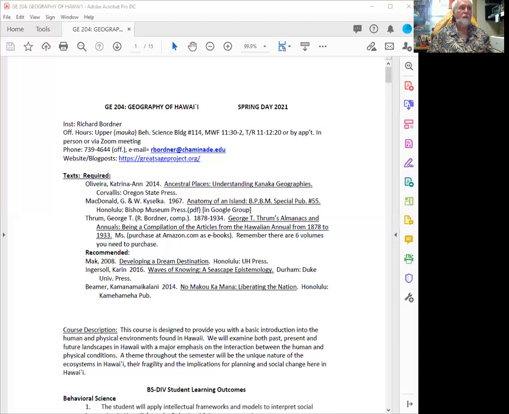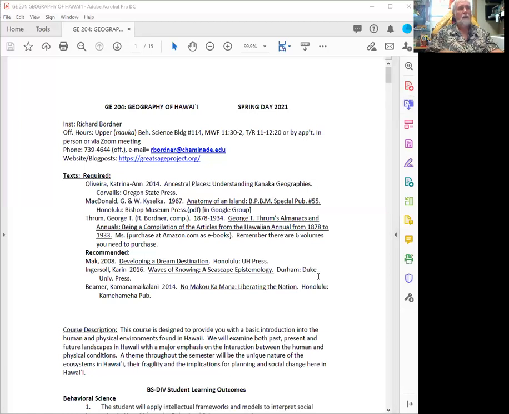Mock's book, Developing a Dream Destination, is the classic book that's used when you're talking about Hawaii tourism. And it's still the main source that people cite. Right now it's the source that people are citing when they're talking about what tourism is going to be in 2021, 22, and 23. It's Mock's work they're basically using as their basis. So this is like the reference book on tourism. Take it or leave it, whether you think it's a good idea or bad, but that's what it is.